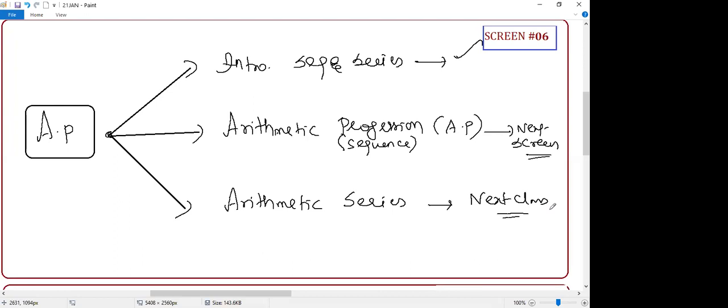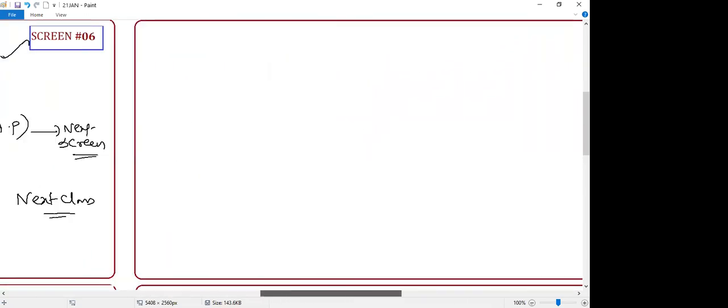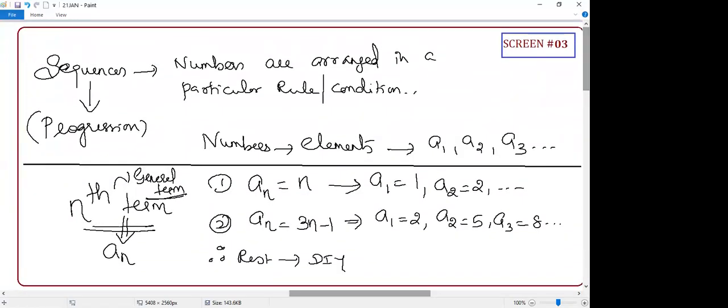This is what the course plan is. Clear or not? A small topic, but such an important chapter, and you will get more marks from this chapter. So the possibility of more questions is highest. Clear, students? Can I have yes or no?